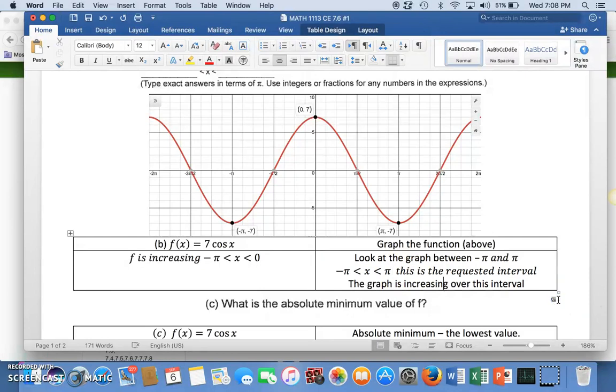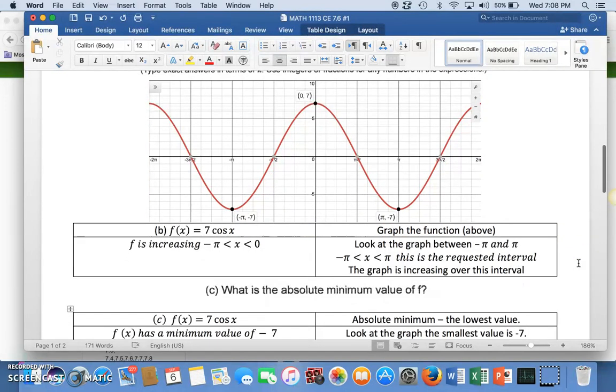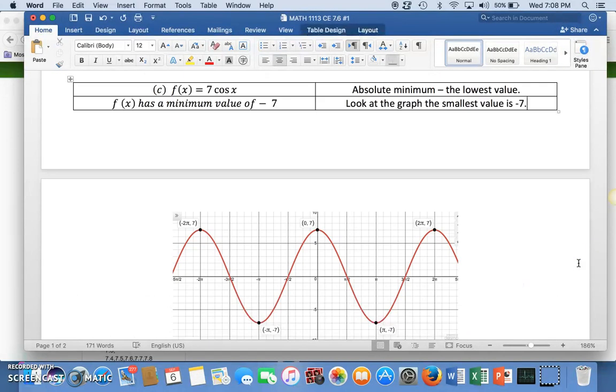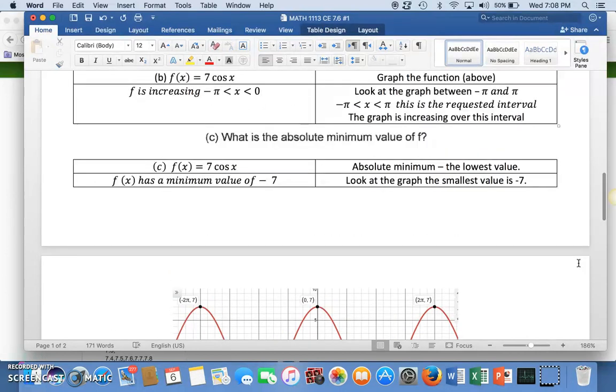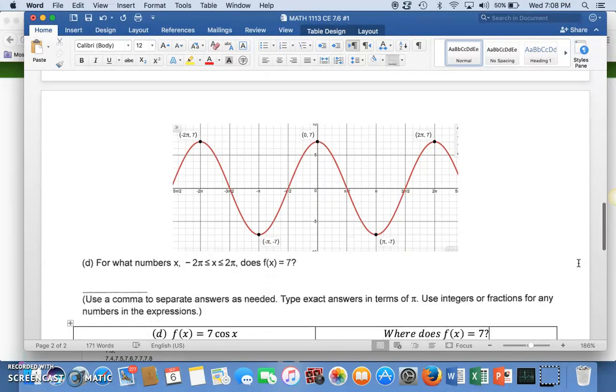Okay, and then it says, what is the absolute minimum of f? Well, this graph just keeps repeating, but this is the lowest location. It'll hit this location every period that it goes through, and the absolute minimum is -7. That is the absolute minimum, where the absolute maximum would actually be +7. So the minimum is -7.